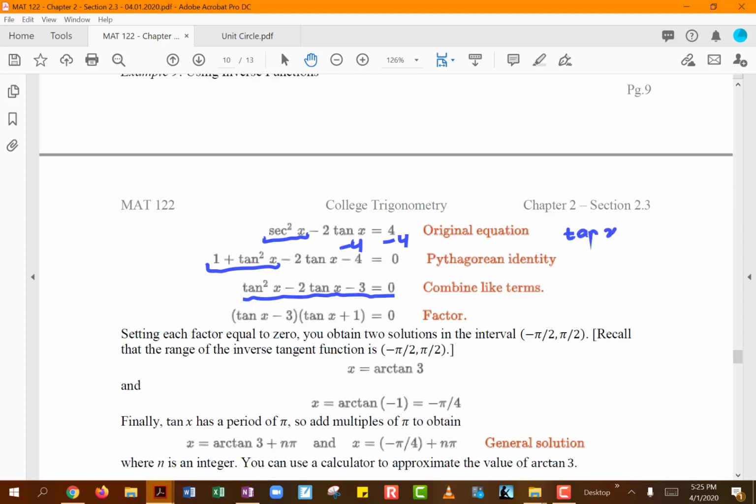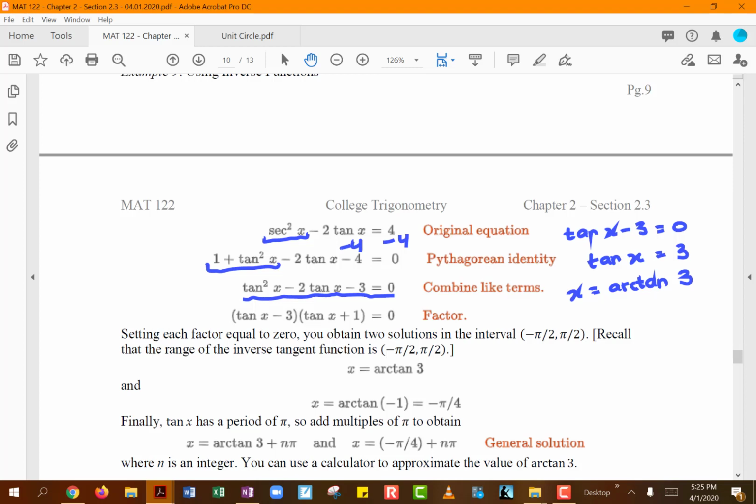So we take tangent of x minus 3, set it equal to 0, then of course you move that 3 to the other side and you end up getting x equals 3. And this is where they're actually bringing the idea of using arctangent, or the inverse function, and coming up with x equals arctangent of 3.